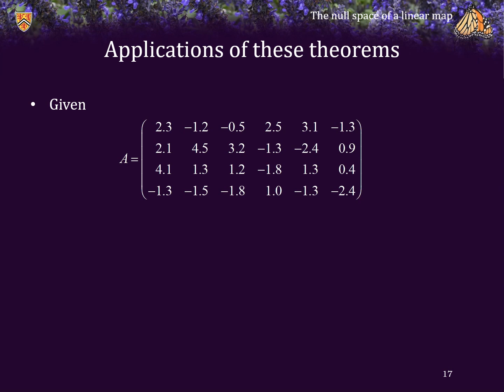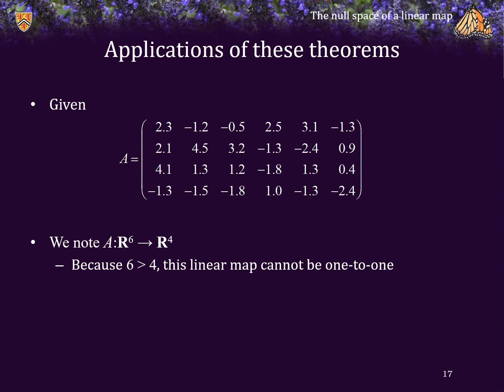All right, let's apply these theorems. For this matrix, we note that A must map R6 to R4. At least we're assuming that this is a real matrix. Because 6 is greater than 4, this linear map cannot be one-to-one. It's simply not possible. The minimum dimension of the null space is going to be 6 minus 4, which is 2. So there's guaranteed to be at least 2 free variables.